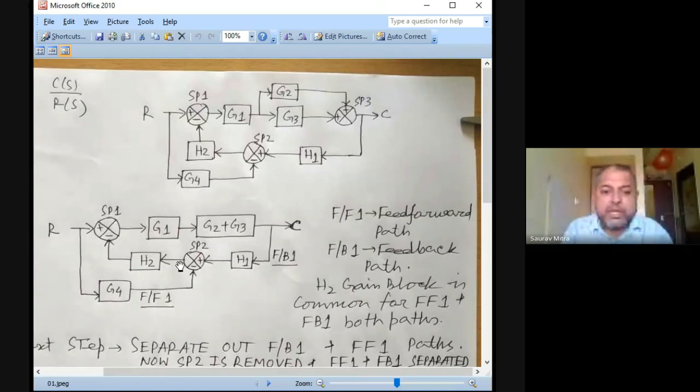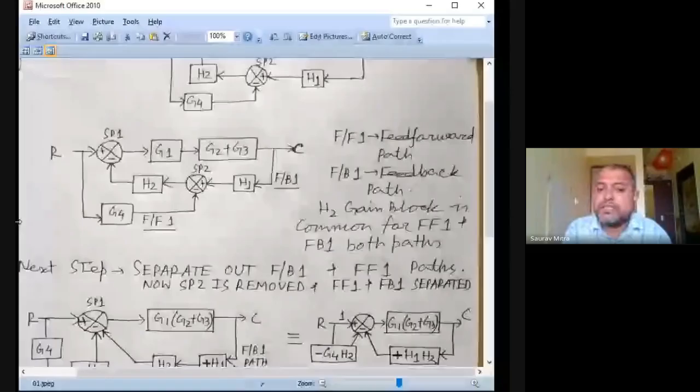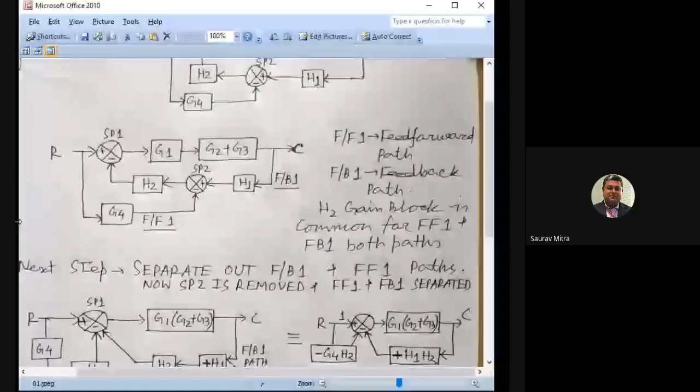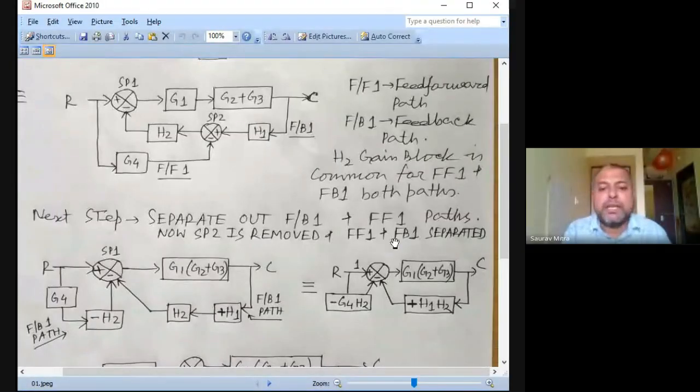So this is the feed forward path FF1 and this one is the feedback path. So actually H2 is common to this feed forward path as well as the feedback path, hence that is clubbed. Okay. So the next step is to separate out. FF1 is the feed forward path, FB1 is the feedback path, and H2 is the block common to both. The next step we have been doing is to separate out FB1 and FF1. So now H2 is removed and FF1 and FB1 are separated.